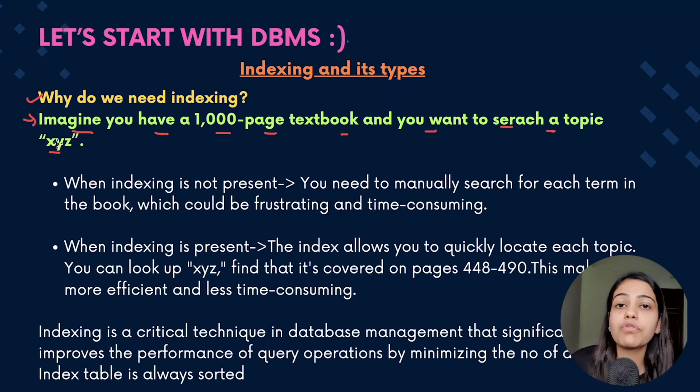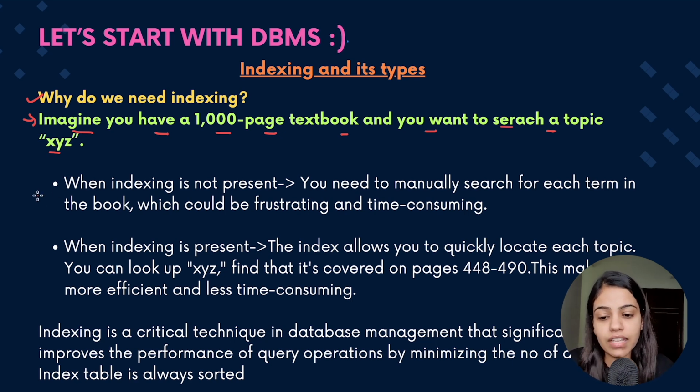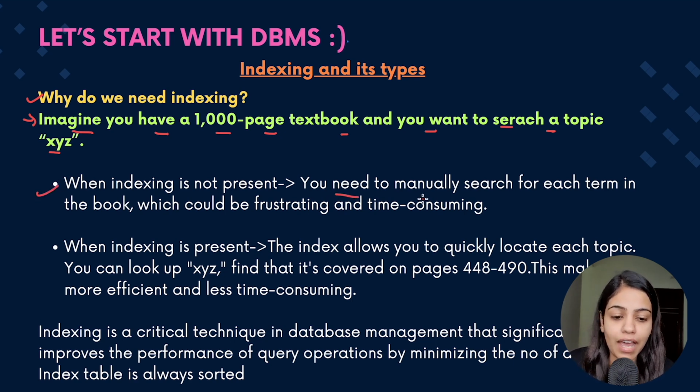Consider a case where you don't have the index in the book. In that case you will search each and every page one by one. Now there are 1000 pages in the book, so consider the time you would be consuming when you are searching each and every page one by one. So here indexing comes into the picture. When indexing is not present, you need to manually search for each term in the book, which could be frustrating and time consuming.